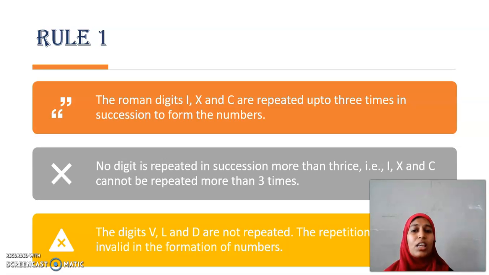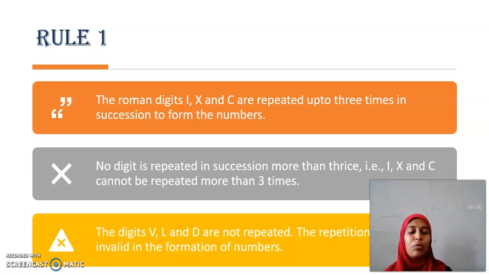I, X and C cannot be repeated more than 3 times. No symbol should be repeated more than 3 times. Only the symbols that are allowed to repeat 3 times are I, X and C. No other symbol should be repeated 3 times and no other symbol should be repeated more than 3 times.